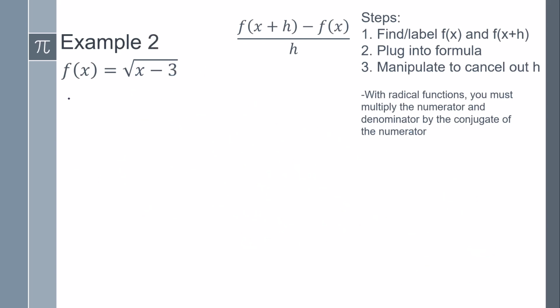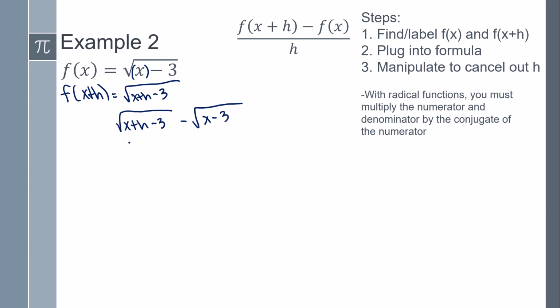So let's find the difference quotient. So f of x plus h, that's going to equal the square root of x plus h minus 3, right? Plug in those parentheses. So now plugging it into the difference quotient, f of x plus h minus f of x all over h. So now we need to multiply both the numerator and the denominator by the conjugate.